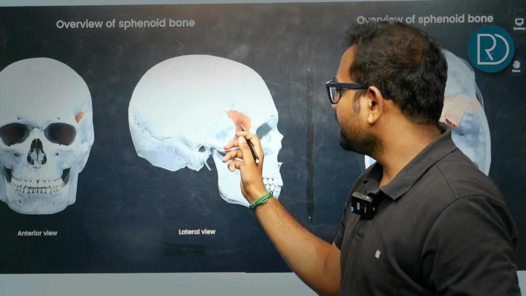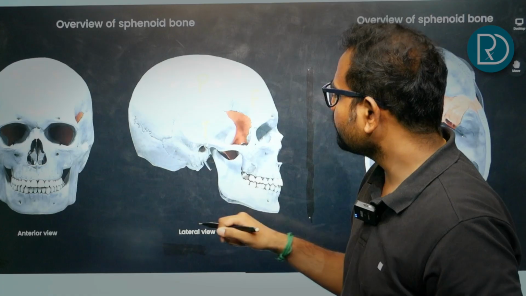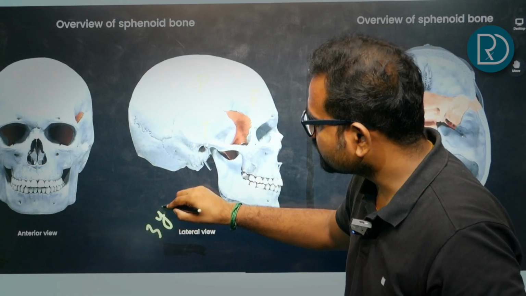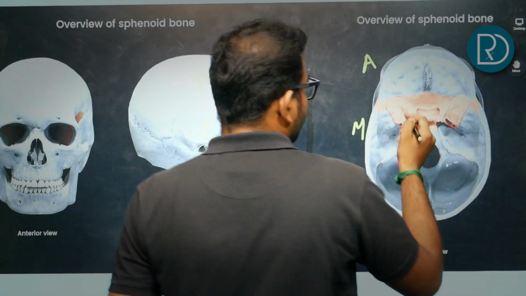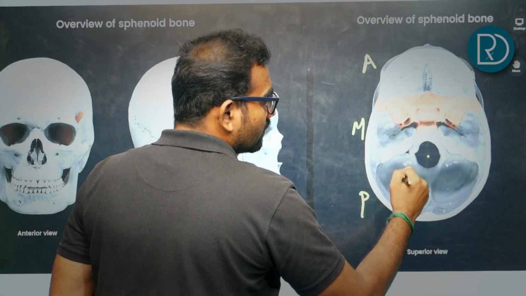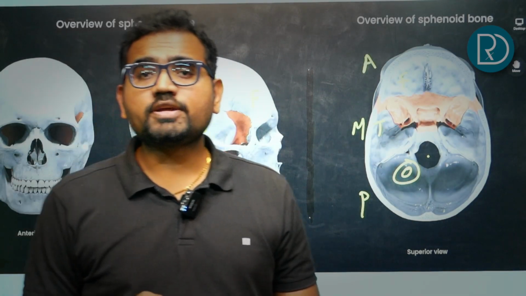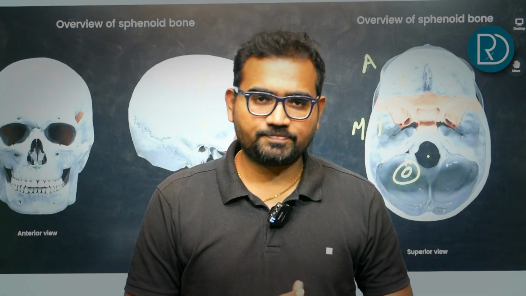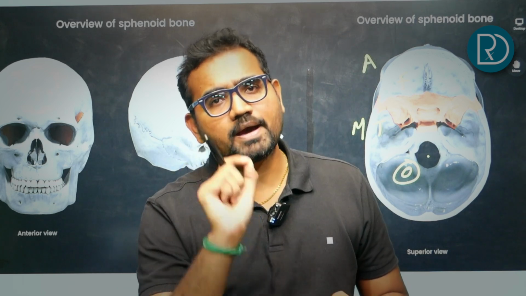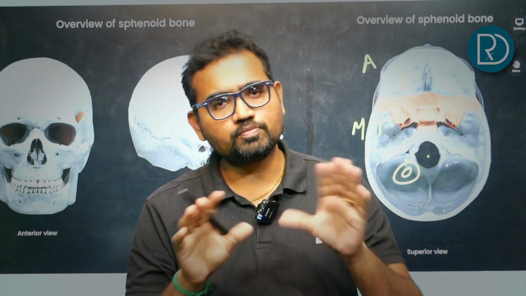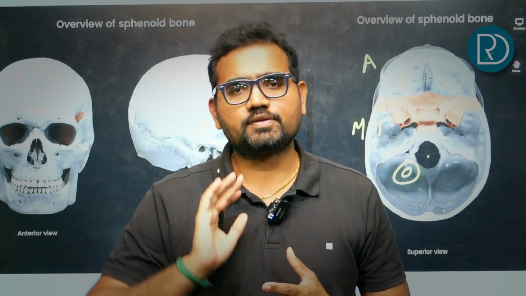See here, it articulates with the temporal bone, the frontal bone, the parietal bone, and also the zygomatic bone and the maxillary bone. And here, it articulates again with the occipital bone and the temporal and frontal bones. So literally it articulates with all the other skull bones. The sphenoid bone is a single unpaired bone, so you don't see two pairs like a few other skull bones. It is located in the middle cranial fossa.